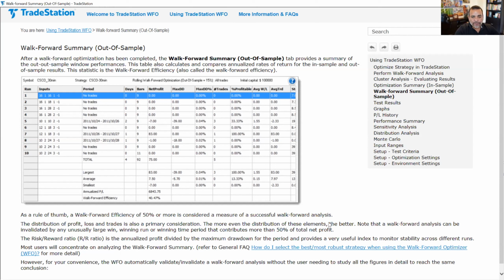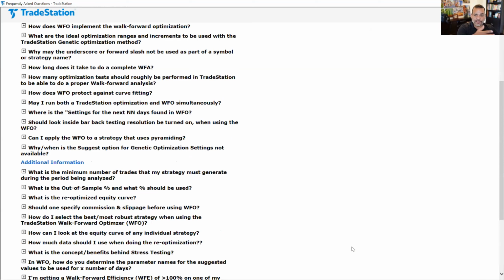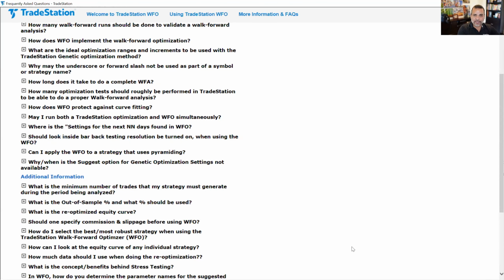I know that the WFO makes a selection of the center of the cluster, but here's a link on this particular page that says, how do I select the best or the most robust strategy when using the walk forward optimizer? If you click here, it takes you to the FAQs, which I also find a lot of great information in.